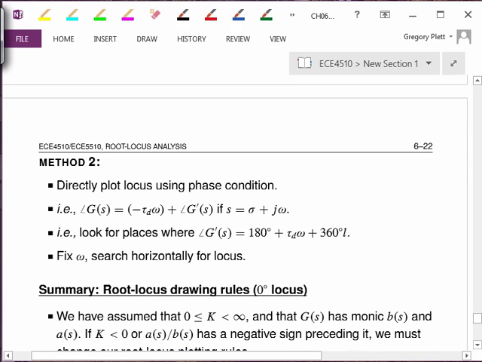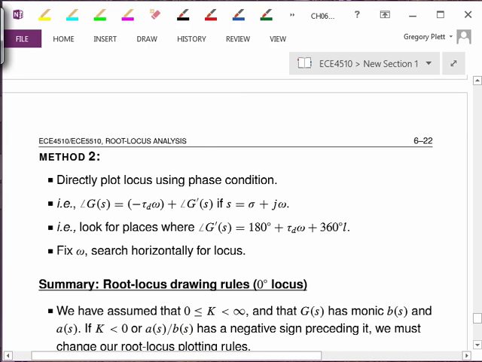Another approach, which is exact but harder, is to directly plot the root locus using the phase condition. That is, the angle of G(s), which has to equal minus 180 degrees to be on the root locus, is going to be equal to minus tau_d omega from the exponential part, plus the angle of G'(s), which is the polynomial part, if s is sigma plus j omega. So the omega term, the imaginary part, comes in there.